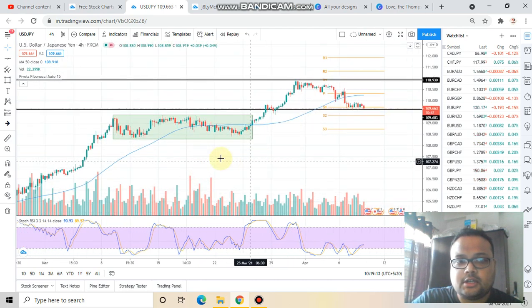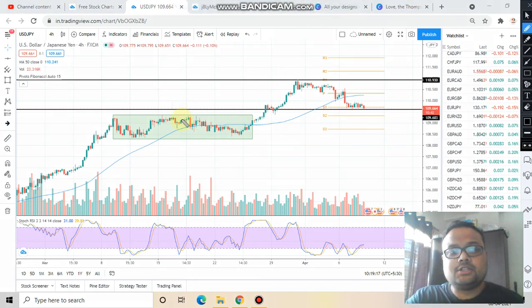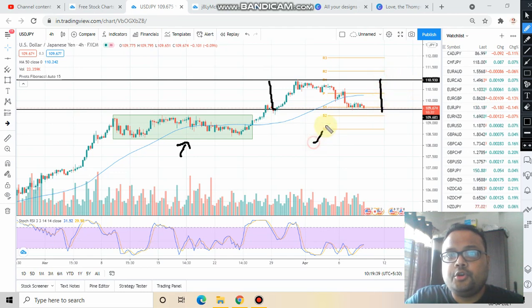Now look at this chart. If you have been following my videos or following the chart of US dollar Japanese yen, then you know it pretty well that when market was in an uptrend, after that market came into a range and market was sideways for a couple of days. And if we compare this sideways range to this sideways range right now, don't you think both are a little bit similar? So what should be a strategy then?